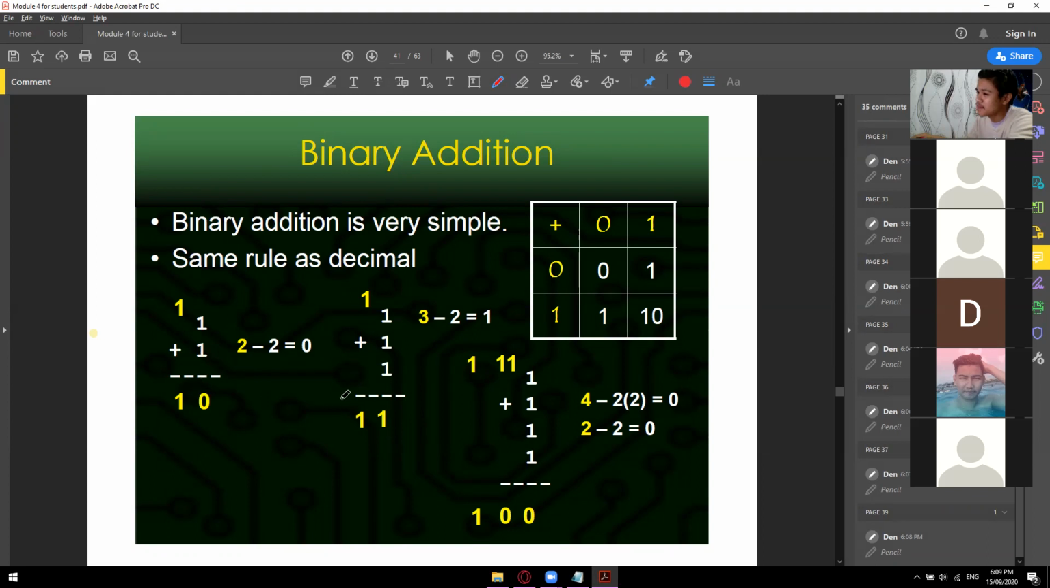1 plus 1 plus 1 is 11. 1 plus 1 plus 1 plus 1 is 100. Okay? So, naguluhan na ba kayo? Yes, sir. Okay. So, base muna kayo dito sa table. So, ito yung table natin.